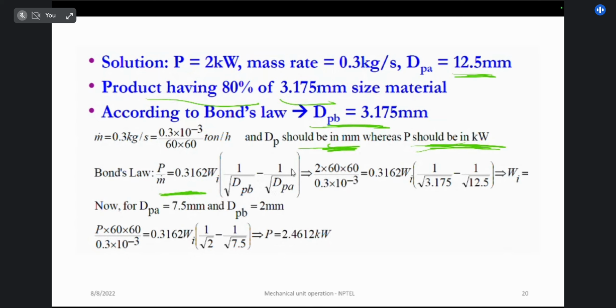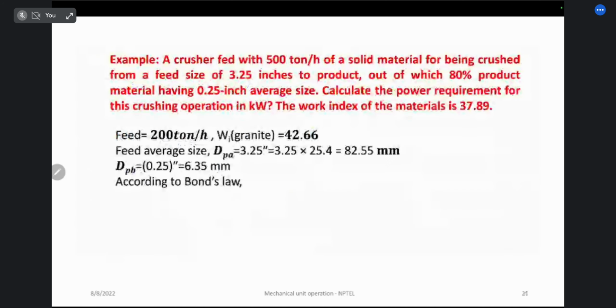We will substitute the values, and at the end we will get the work index value. From that work index, you substitute into the second part, in which you need to go from 7.5 mm to 2 mm, which is mentioned in your equation. At the end you will get the power requirement for this second operation.